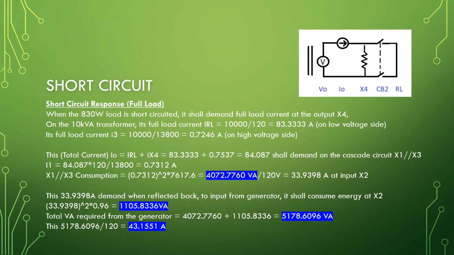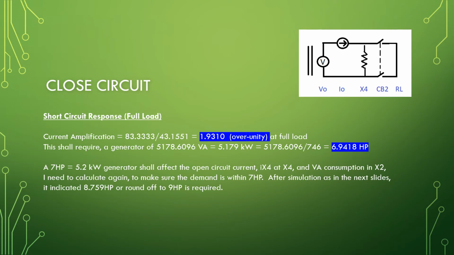5,178.6096 VA divided by 120 volt equals 43.1551 ampere. Current amplification equals 83.3333 divided by 43.1551 equals 1.9310 over unity at full load.